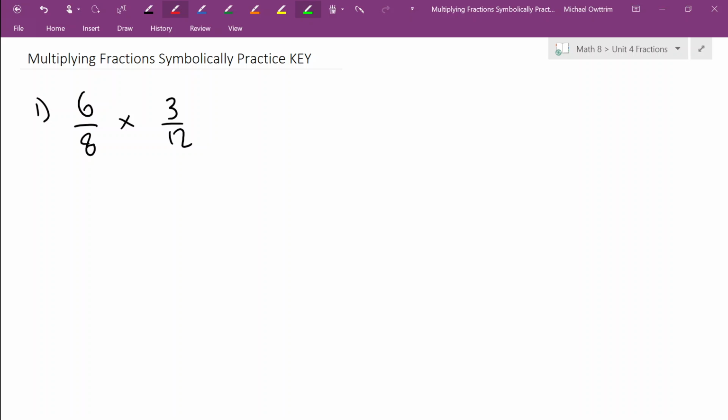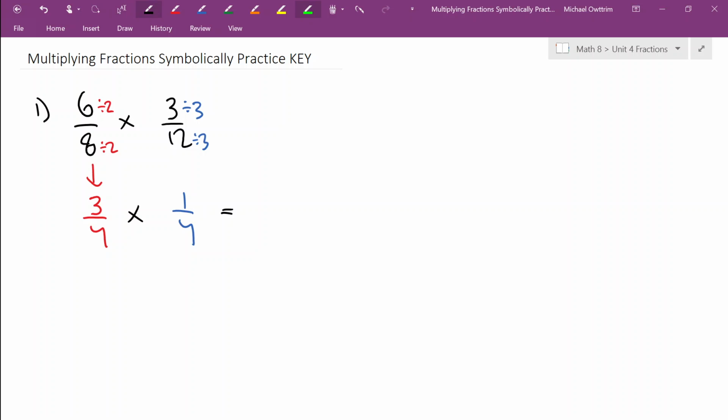When we are multiplying fractions or working with fractions in general, it's often helpful to simplify our fractions before we do our operations. So 6 and 8 can both divide by 2 to make the simpler form 3/4, and likewise 3 and 12 can both divide by 3 to make the simpler form 1/4. From here, we can multiply our fractions.